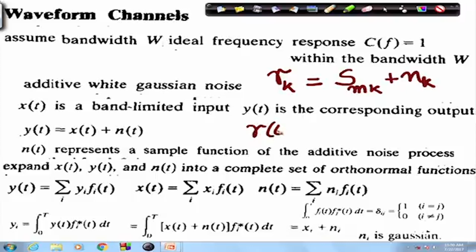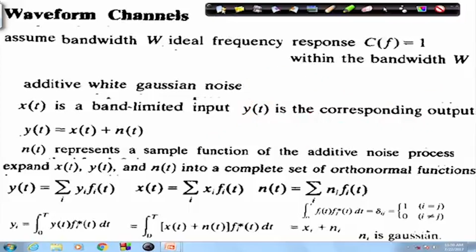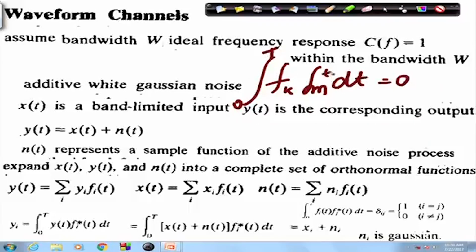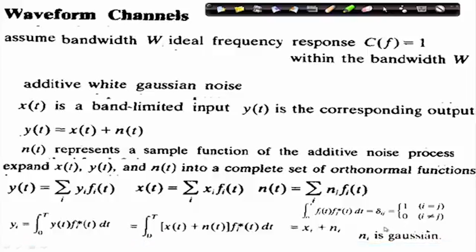How do you get it? You simply get it by projecting r(t) on f_k(t), integrating from 0 to T, which is equal to r_k. That is how you get it. And you remember that f_k and f_m are orthogonal to each other. So, what we also have is the integral of f_k(t) f_m(t) from 0 to T dt is equal to 0. Of course, these are functions of time. These are some things which we have been using, right. So, this is classified as a waveform channel. The main difference is input is continuous, right.